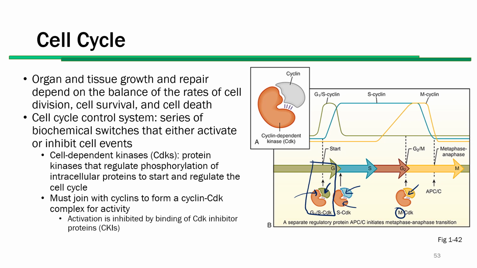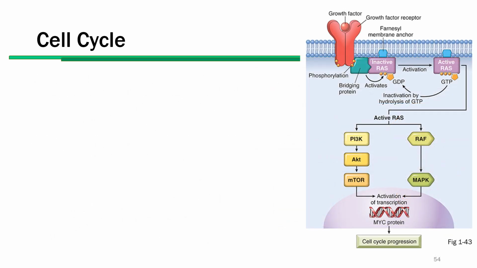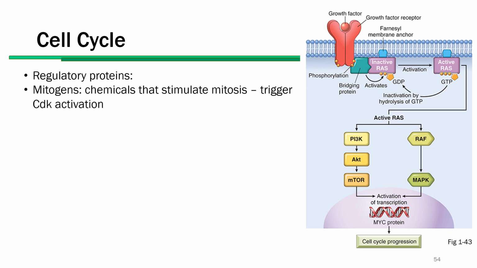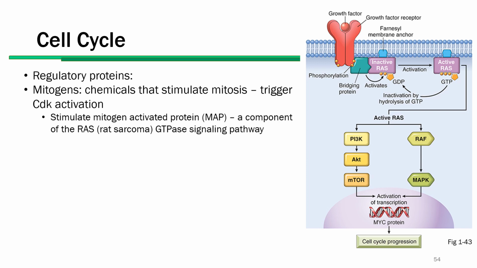Activation then would be inhibited by binding of a cyclin-dependent kinase inhibitor protein, so a CKI. These work in concert with other regulatory proteins. An example of regulatory proteins are mitogens. Mitogens are chemicals that stimulate mitosis, so they're going to trigger that cyclin-dependent kinase activity. They stimulate the mitogen-activated protein, and that's a component of the RAS system. So this is the RAS system we'll look at here.